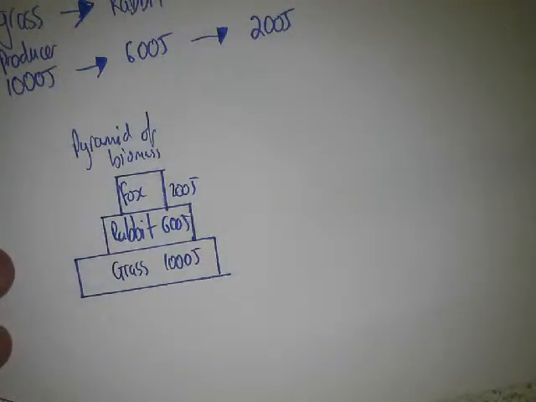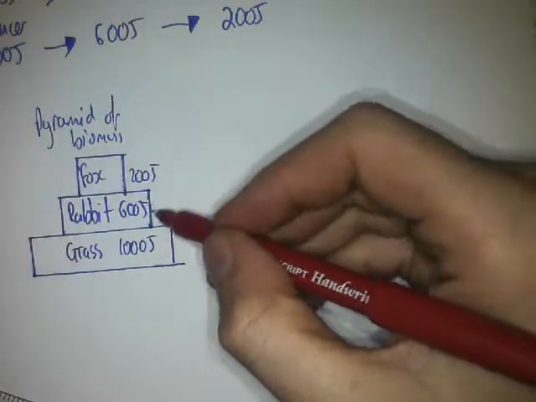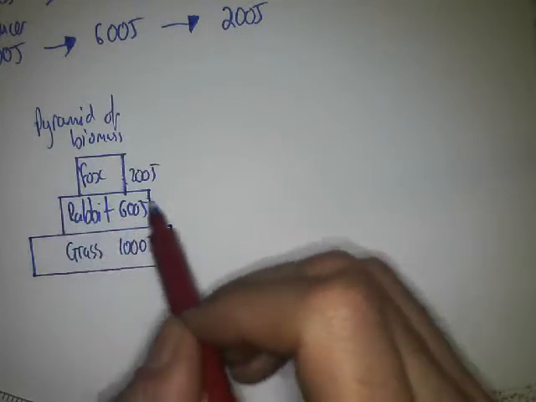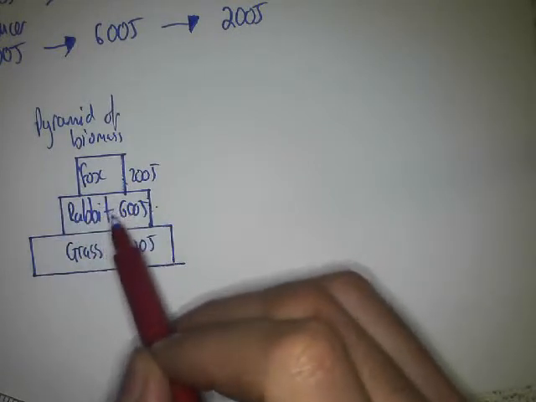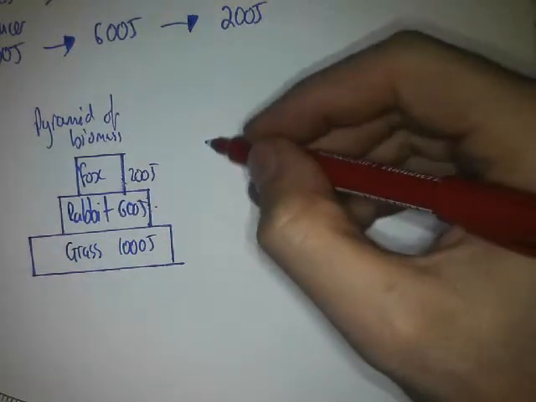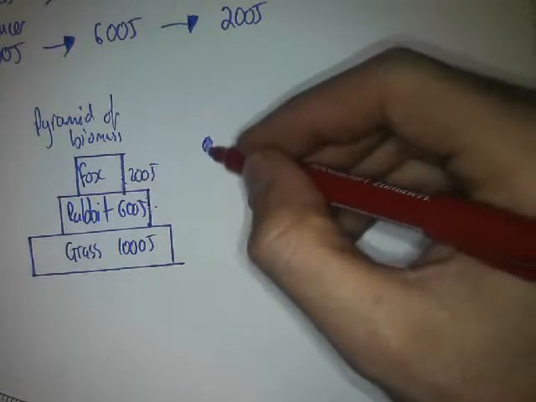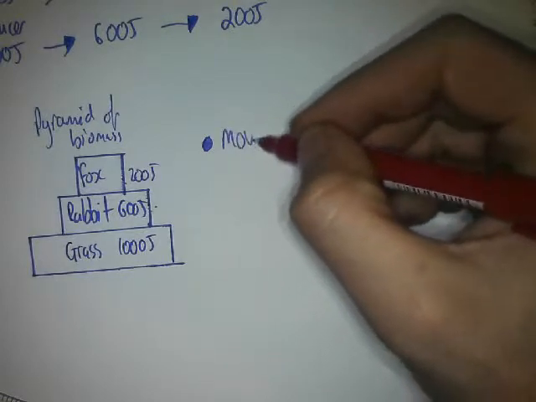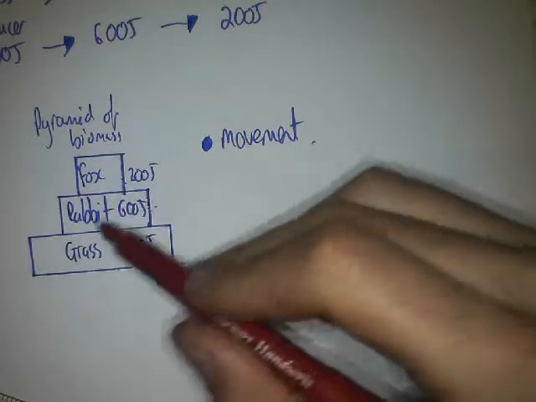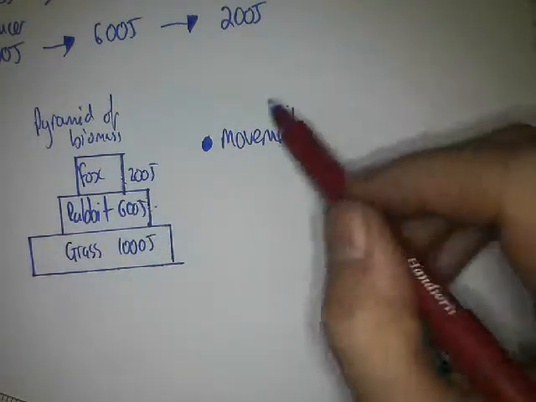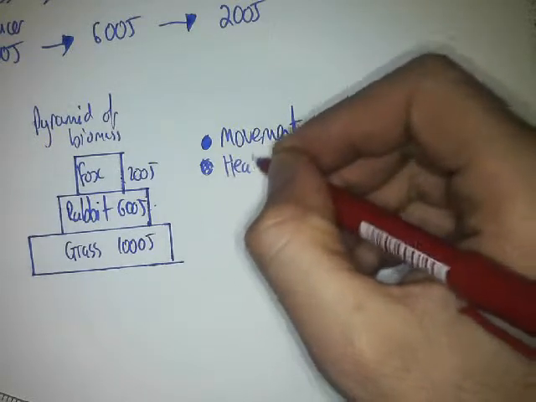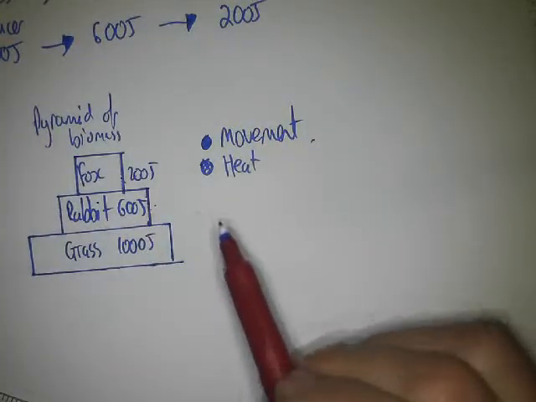Right then, so why are these two rectangles different? So the energy that the rabbit's got, these 600 joules, how come the fox only gets 200 joules of it? Well, because in the meantime, before the fox catches a rabbit, movement will take place. That needs energy. So a given amount of joules will be lost through movement. Also, heat. The rabbit will have to keep warm. It's going to use energy for heat.